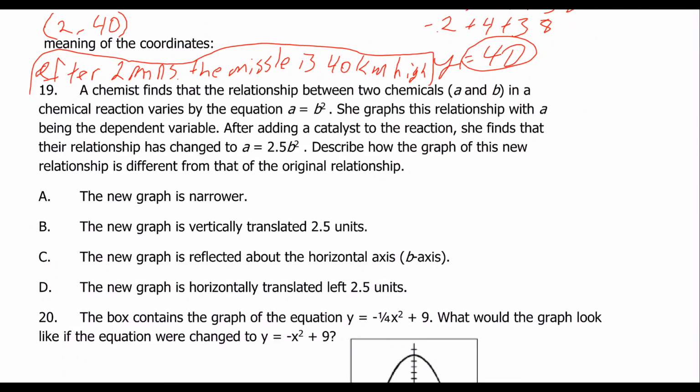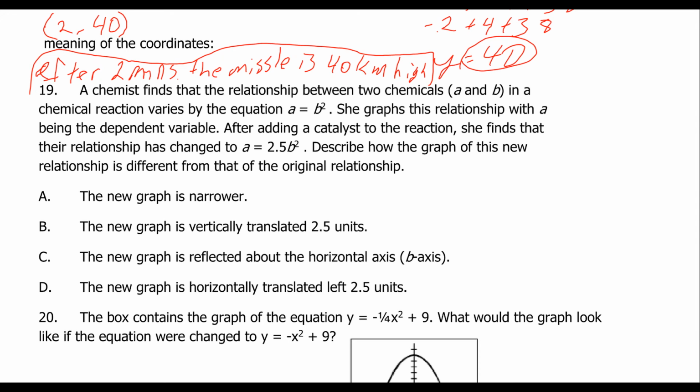A chemist finds that the relationship between two chemicals, A and B, in a chemical reaction varies by the equation A equals B squared. She graphs this relationship with A being the dependent variable. After adding a catalyst to the reaction, she finds that the relationship has changed to A equals 2.5 B squared. Describe how the graph of this new relationship is different from that of the original relationship.